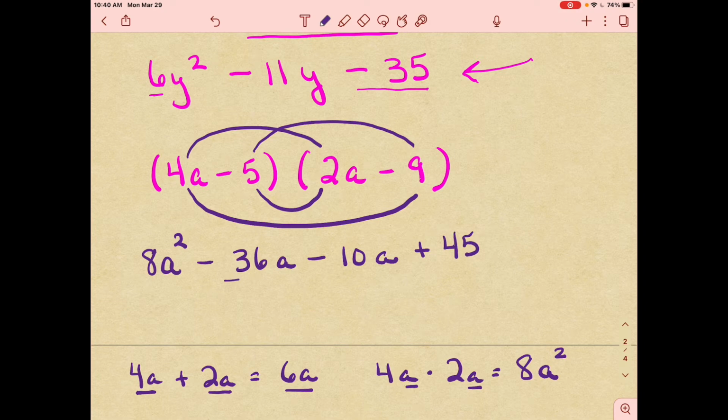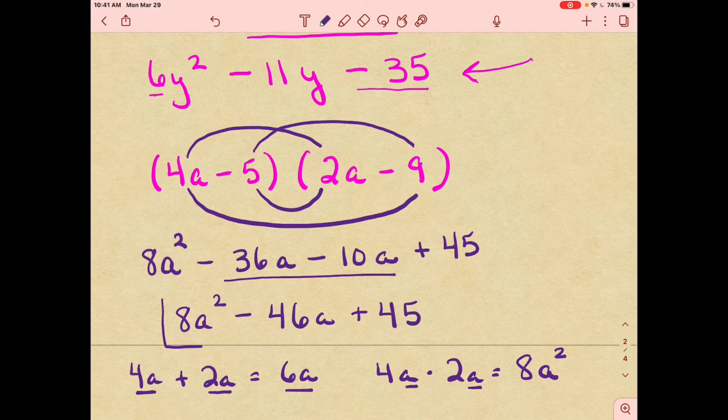Okay, we often simplify here, so let's do that. 8a squared minus 46a, negative 36a and negative 10a makes negative 46a, plus 45, and we are finished with our multiplication.